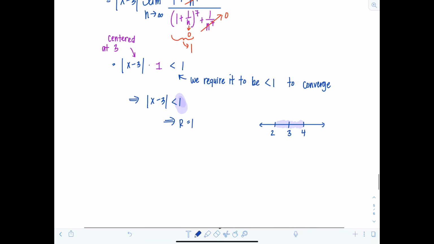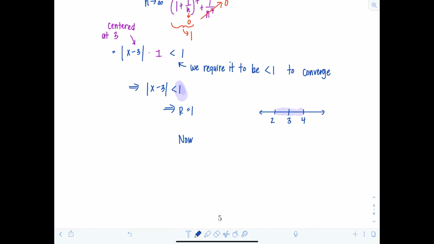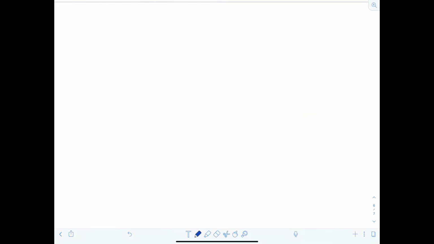So our next task, what we need to do is we need to check the endpoints 2 and 4. Okay, so we have to do a test for each one of them. Our endpoints, let's start with x equaling 2.